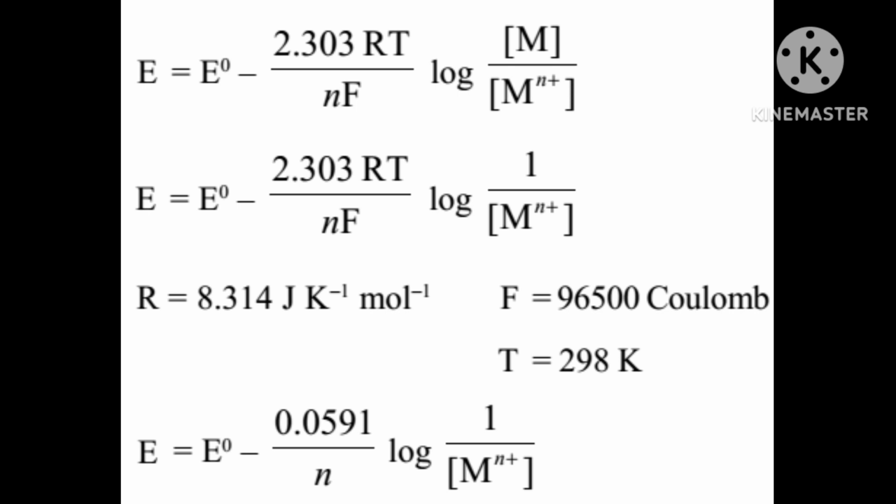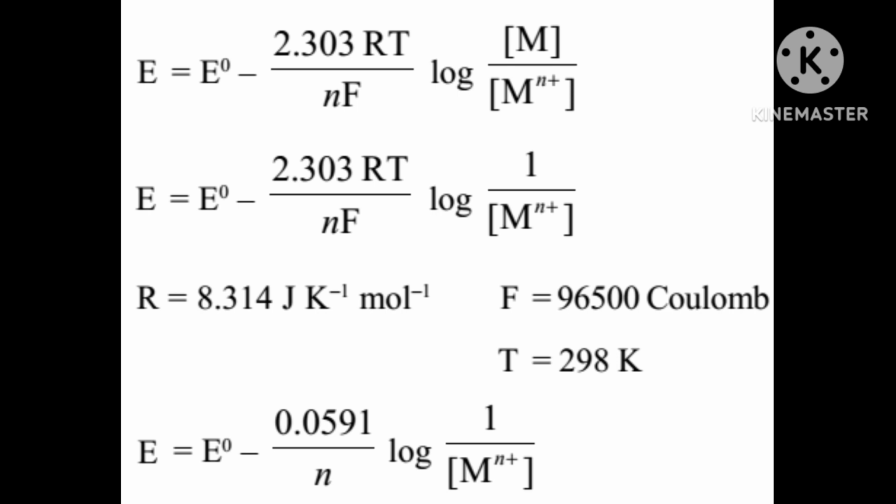Hence the fourth step result will be E is equal to E naught minus 0.059 divided by N. N you don't know. After that you will write log, ln converted now into log base 10, and Q. Q means product divided by reactant. After simplification you get the final expression: E is equal to E naught minus 0.059 divided by N.